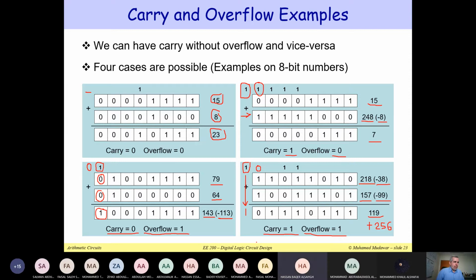So 1 means yes, there is overflow. 0 means no, there is no overflow. It's not like a number. Okay. So overflow indicates yes or no. It's an indication of whether we have overflow or there is no overflow.